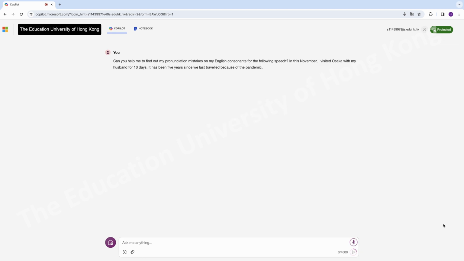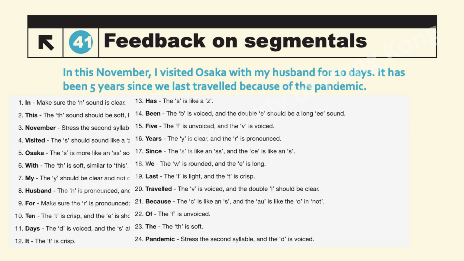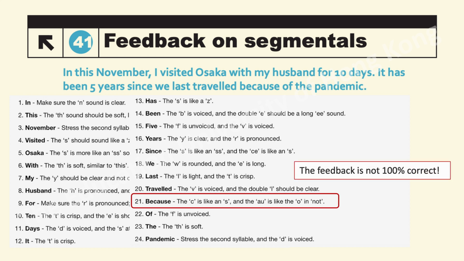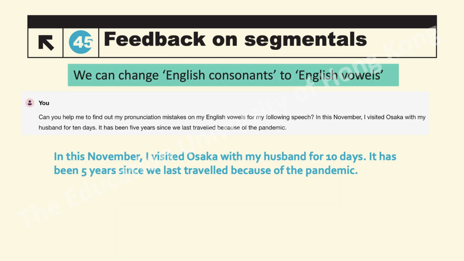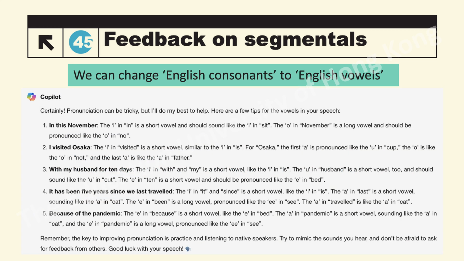After receiving your prompt, Copilot will generate and read aloud its response for you automatically. The chatbot will automatically generate some feedback for you. Please be careful that some responses may not be correct. We can also change English consonants to English vowels for a different set of feedback.